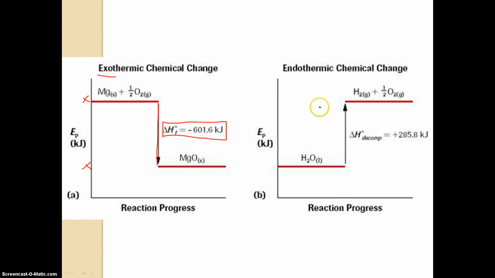For an endothermic reaction, it's reverse. We start off at low energy. We have to input energy. So we're saying for the decomposition or electrolysis of water, we're inputting 285 kilojoules per mole of water to get our products. So water starts off at a low energy. We have to input energy, and we end up with products that are at a much higher energy level than what we started with.